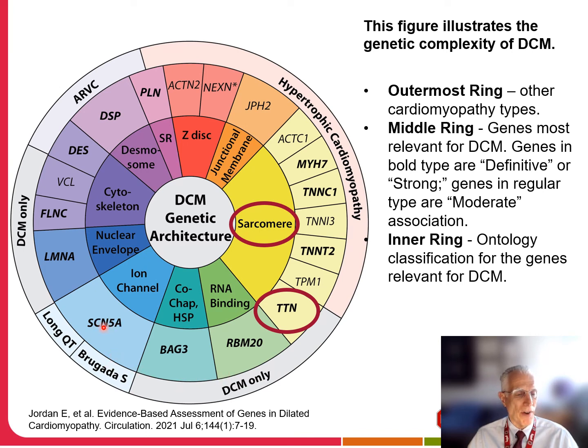Now, SCN5A is a sodium channel that is associated with long QT syndrome, which is an arrhythmia syndrome, and Brugada syndrome. And the arrhythmogenic genes, there are 3 or 4 genes over here. The desmosomes and the SR phospholamban have some more arrhythmia types of presentations, but really in this area here, the sarcomere genes, fairly generic dilated cardiomyopathy.